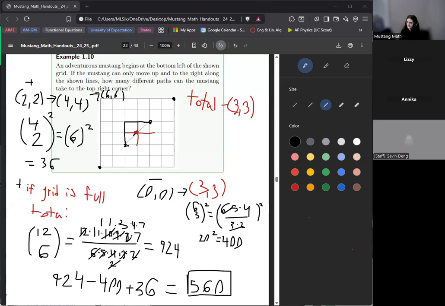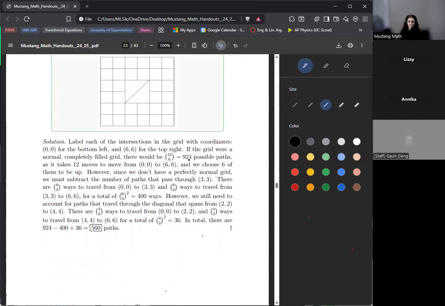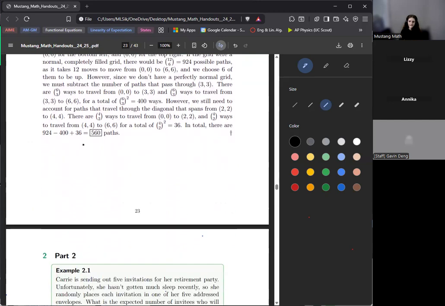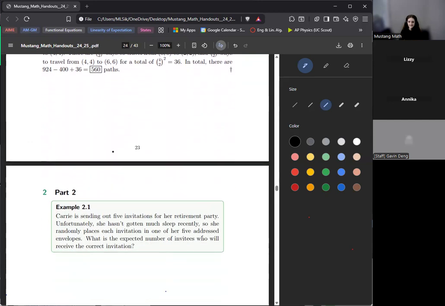So from here, you can see they edited the way they did it. They wanted to account for paths that travel through the diagonal that spans from (2,2) to (4,4), this bit over here. And so yeah, take away the ways you don't want, add 36, and then you're done.